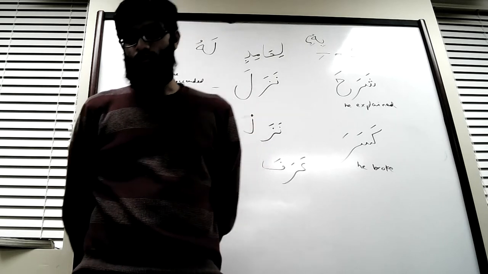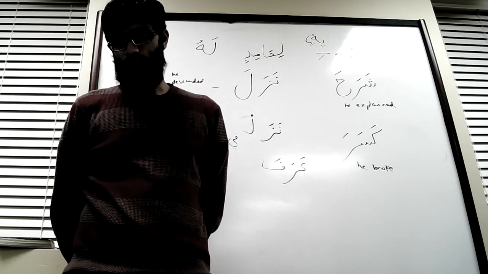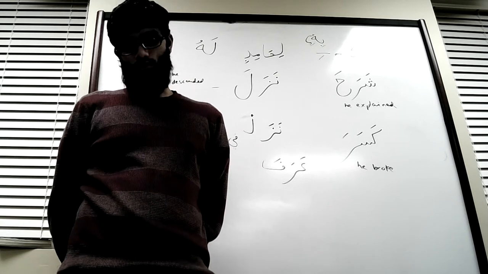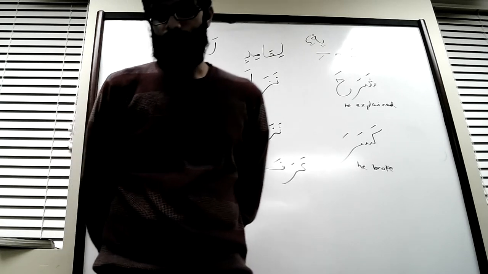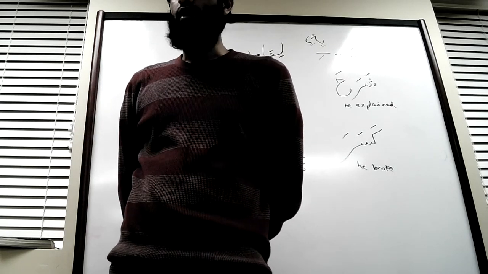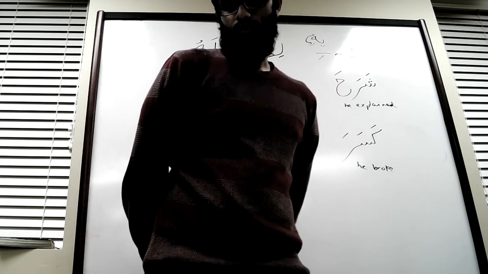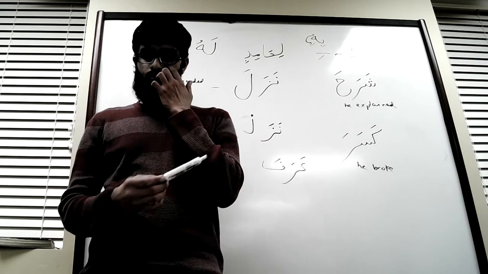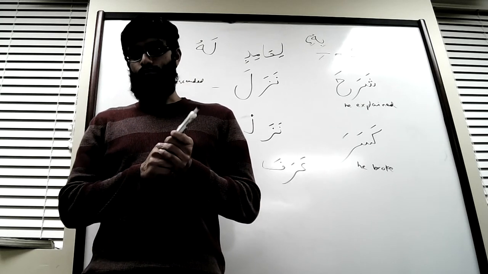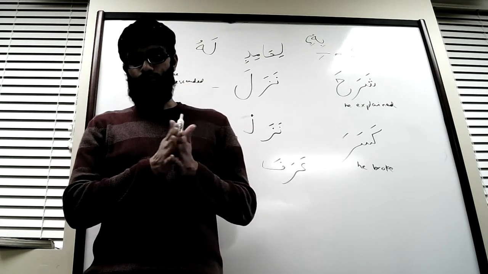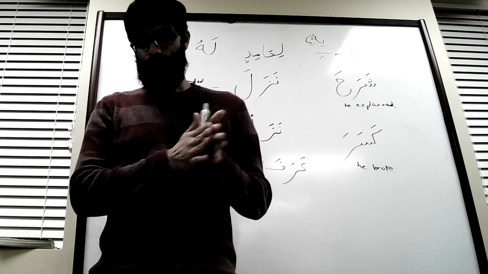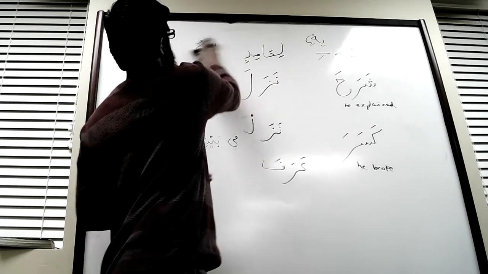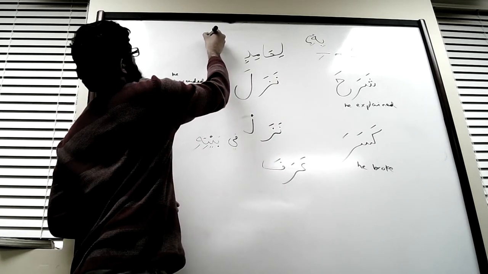Yeah, this has no ya or b or lam, so it will be straight. Like anhu, anhuma, anhum, anha, anhuma, anhunna, anka, ankuma, ankum, anki, ankuma, ankunna, anni. This one has a ya, that's why it's anni.